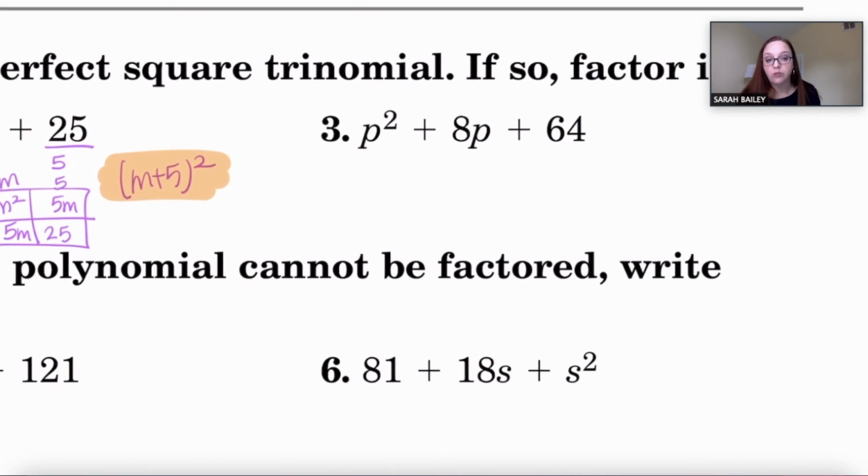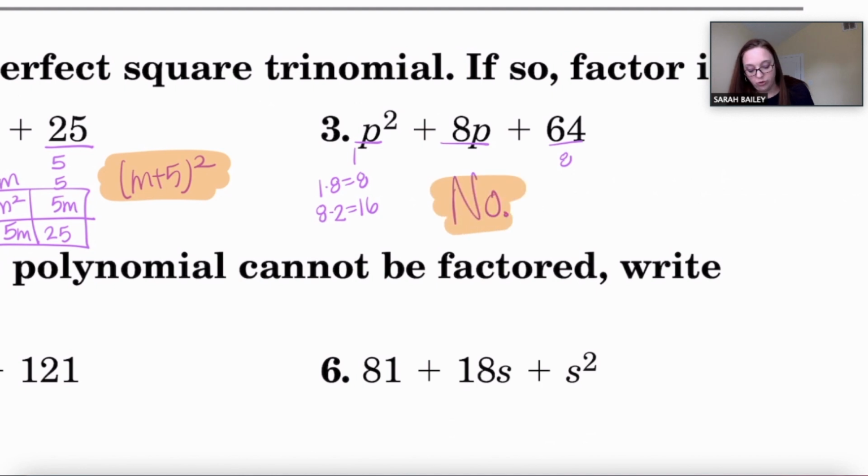All right, what about number 3? Is that a perfect square trinomial? Well, 1p squared is a perfect square, and 64 is a perfect square. The square root is 8. So 1 times 8 is 8. And then 8 times 2 is 16, not 8. So is this a perfect square trinomial? No, then we do not have to factor it.